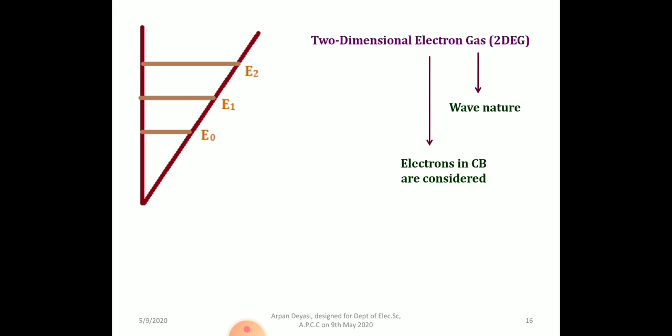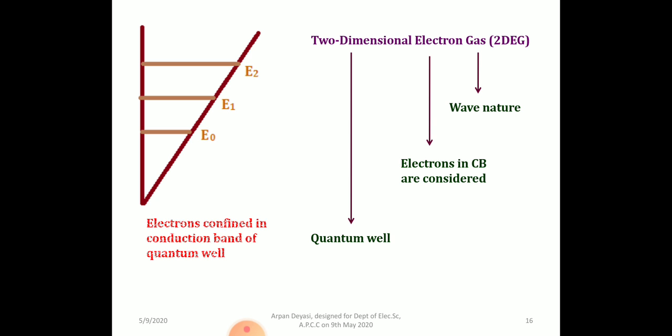So electrons in the conduction band are considered. Now what is two-dimensional? That means these electrons are allowed to move in two dimensions and one dimension is restricted. That means we are considering the electrons inside a quantum well. So 2D is nothing but electrons confined in the conduction band of a quantum well, and by virtue of the nanoscale we have to consider its wave nature, not the particle nature.